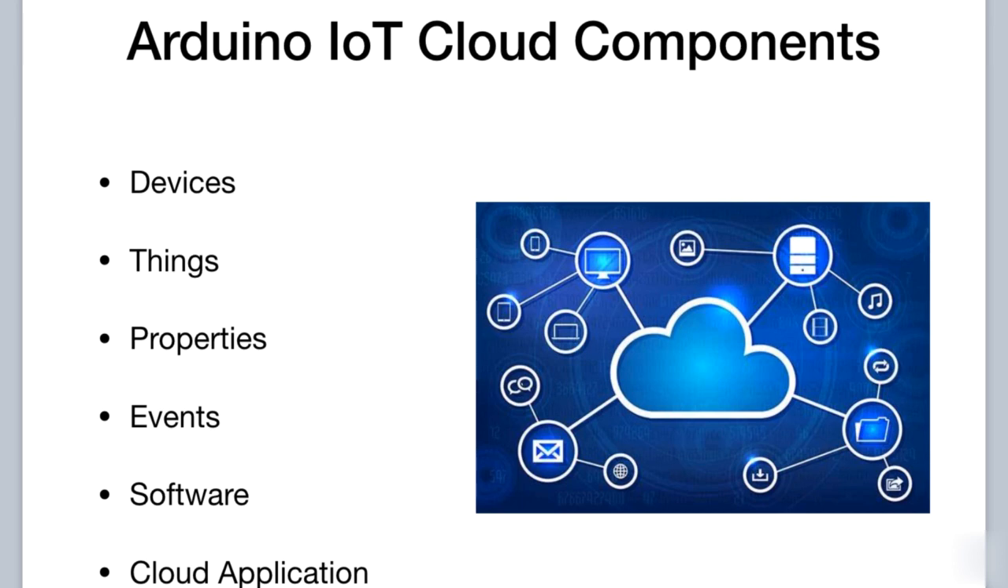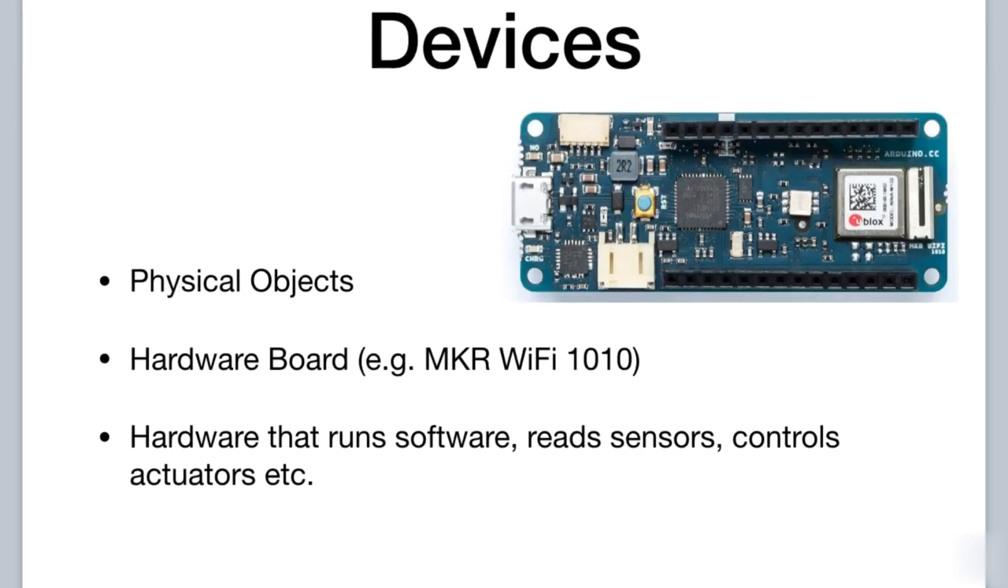Let's look at these in a little more detail. Devices are physical objects like a hardware board that can be contained inside a product. Example, the Maker Wi-Fi 1010. They are the physical hardware which runs the software, reads sensors, controls actuators, and communicates with the Arduino IoT Cloud.